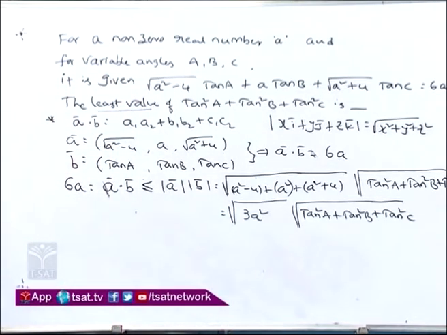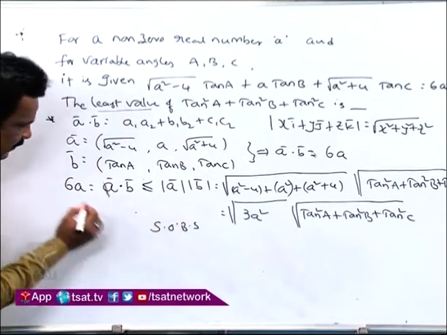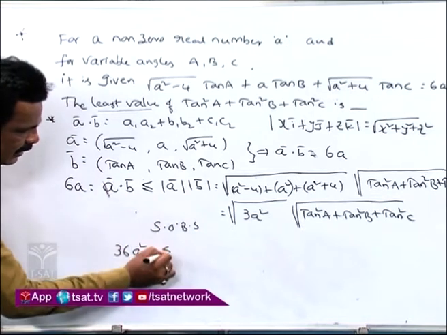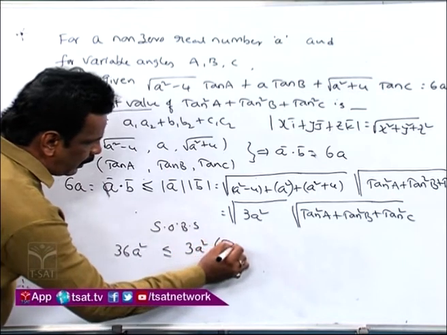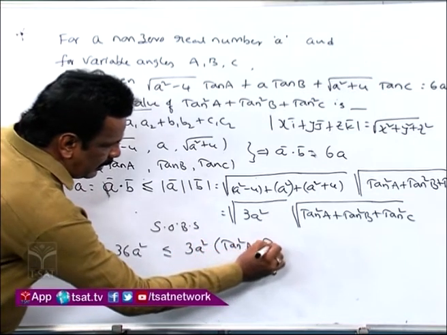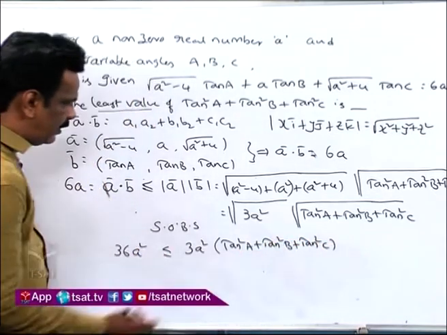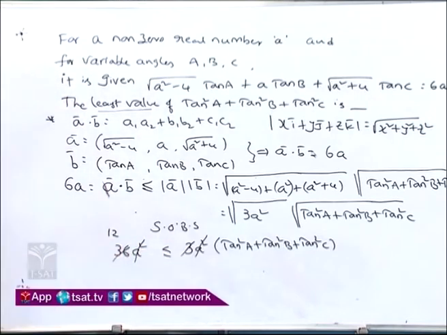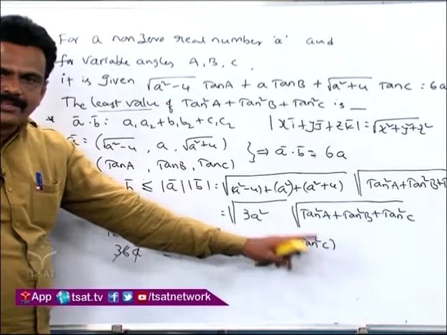To avoid square roots, or to remove square roots, we can take squaring on both sides. So on squaring both sides, left hand side 36a square is less than or equal to 3a square into tan square a plus tan square b plus tan square c. So that a square cancels, 3 goes here 12 times, and hence 12 is less than or equal to tan square a plus tan square b plus tan square c.